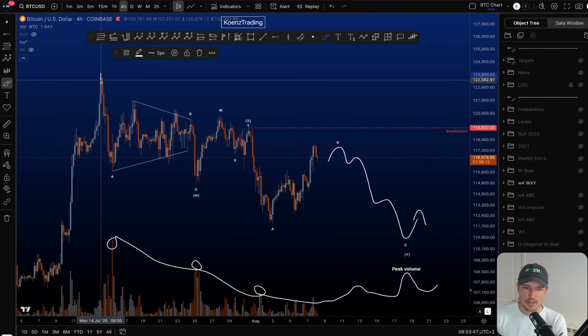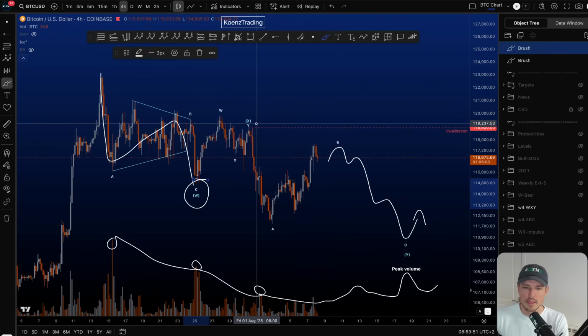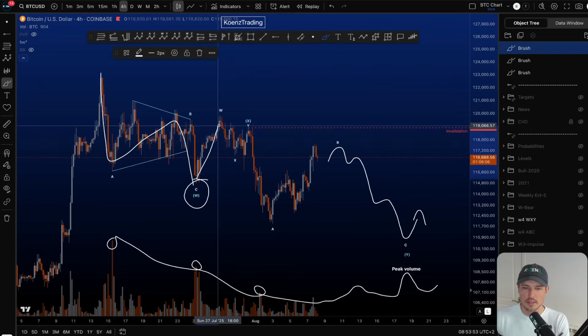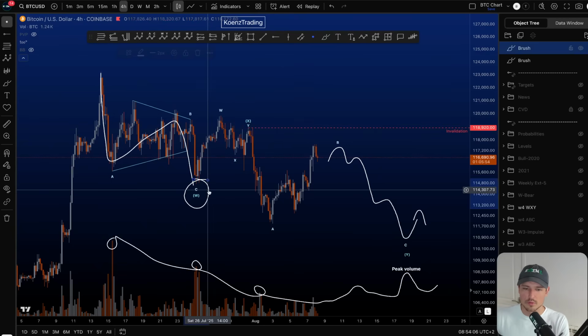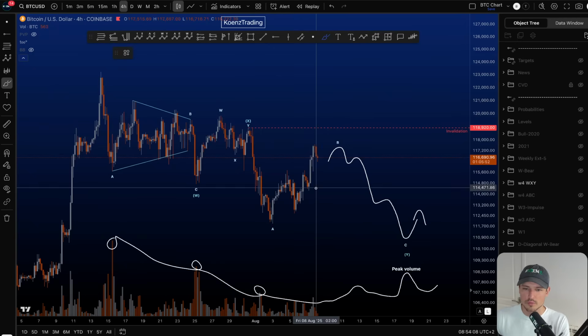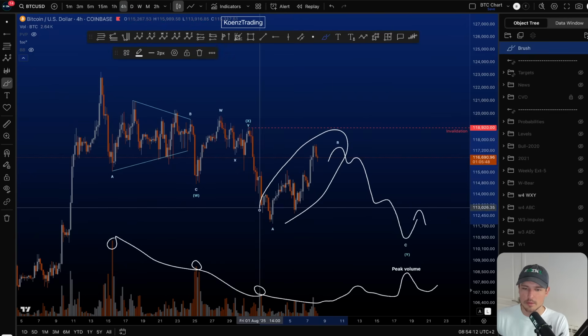where we then have a finished ABC. That's your W. Then inside wave X, we have a zigzag structure, W, X, zigzag family structure, Y, flat, right? Expanding flat, right? That's your X. And then we're still looking for wave Y to finish, which would then be a wave A, wave B, wave C, where this move up is then corrective.